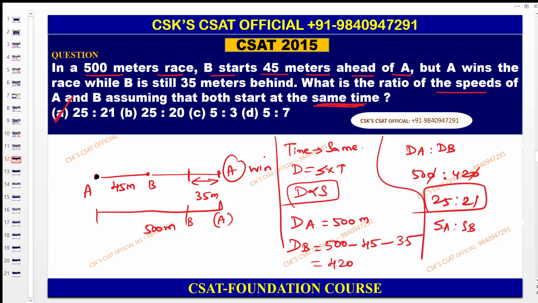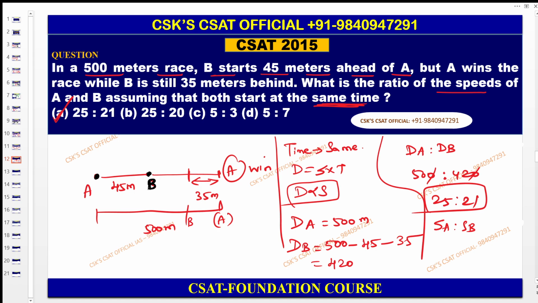Here A starts here, B is here. When both are starting, B is in this position, 45 meters ahead. Assume you are a runner, a 100-meter relay, like in your school days.